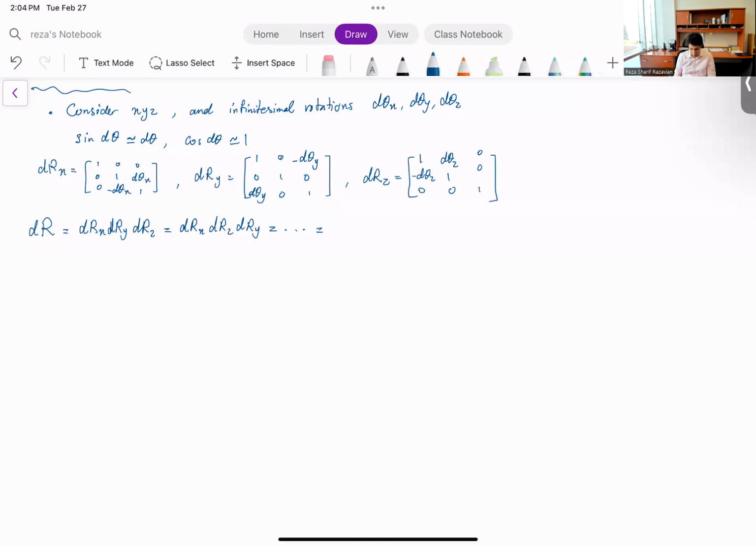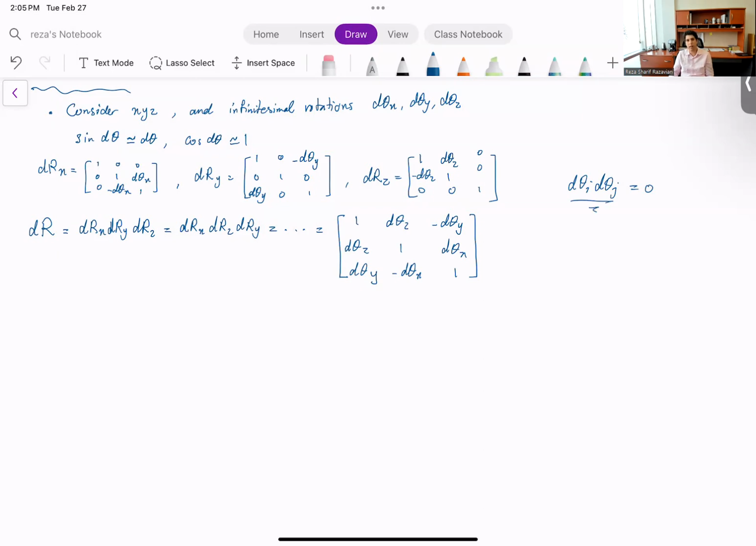So they're all going to be the same and equal to 1, d theta z, minus d theta y, d theta x, 1, d theta y, d theta z, minus d theta x, and 1. And here you should note that it is true because any second differential, for instance d theta i d theta j, is zero.